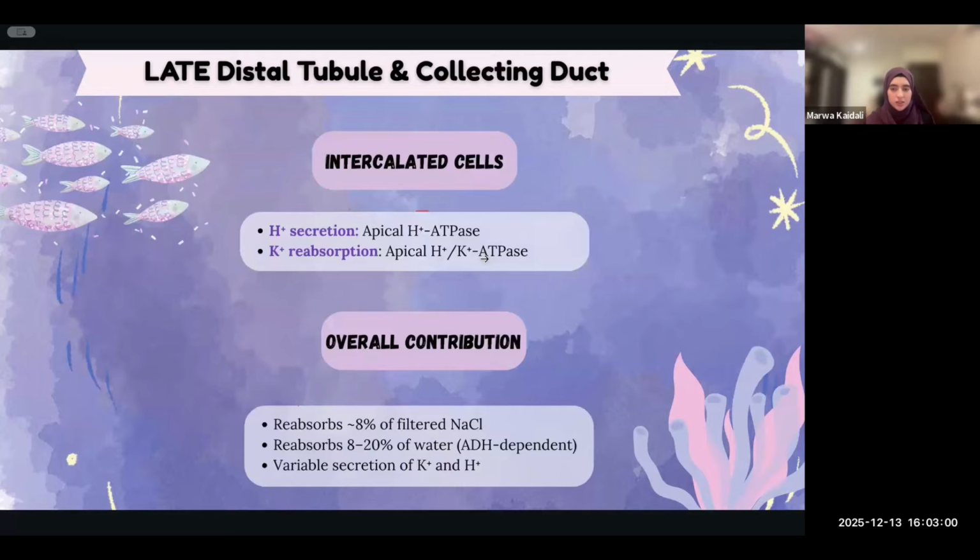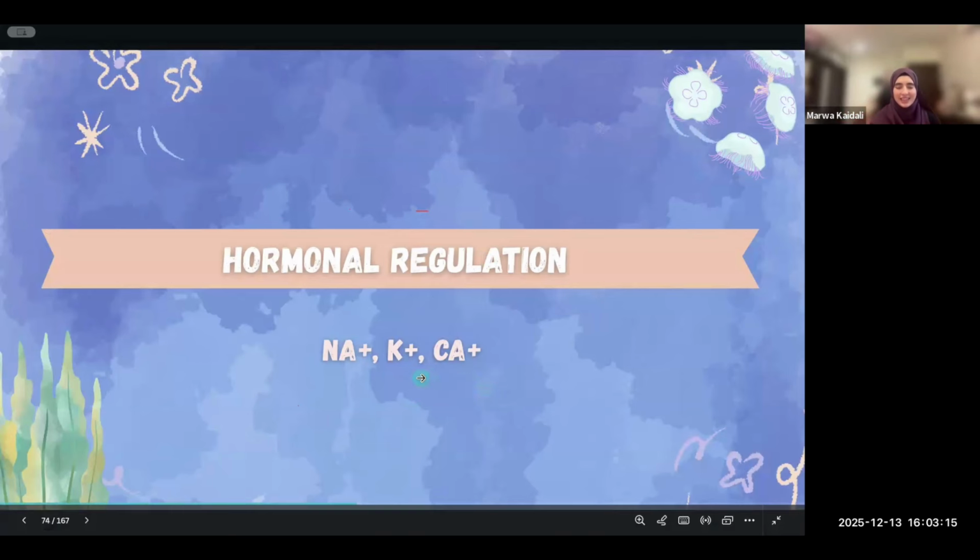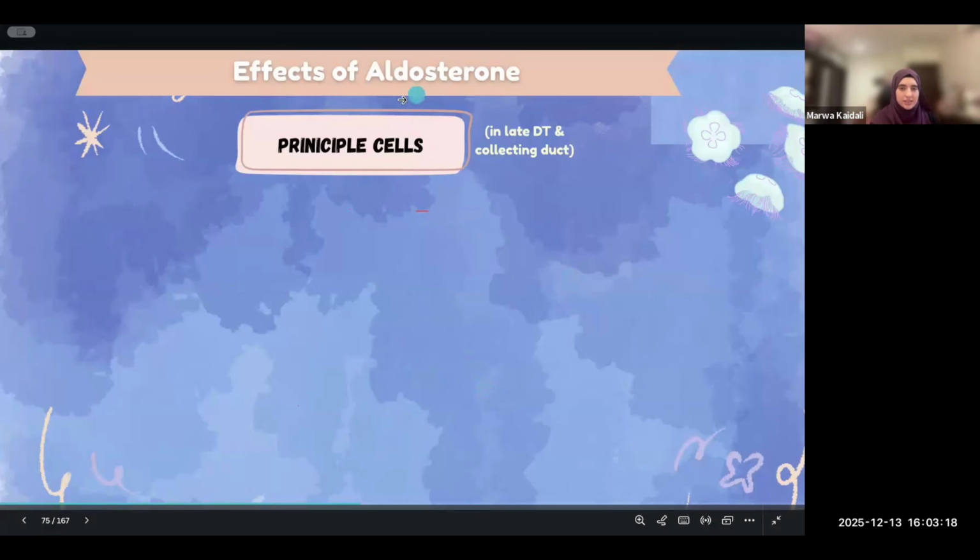Okay, let's move on to our next section, which is hormonal regulation. So basically, we're going to talk about some specific hormones that are going to affect the changes that we see with sodium, potassium, and calcium. We're going to start with sodium and potassium, not calcium. So the first hormone that we're going to see is aldosterone.